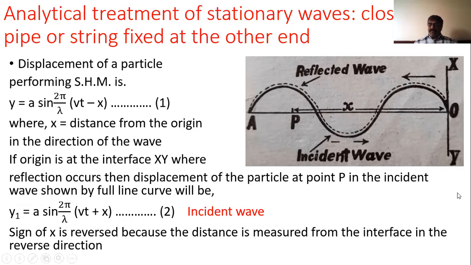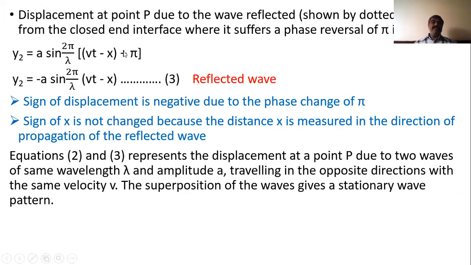Now when the wave is reflected, there comes a phase change of pi radians or 180 degrees. And if we introduce this phase change in the original wave, a sine 2 pi by lambda (Vt minus x), a phase change of pi is introduced. So this is just theta plus pi, and sine of theta plus pi is what? Minus sine theta. So it becomes minus a sine 2 pi by lambda (Vt minus x). Now this is the expression for the reflected wave.